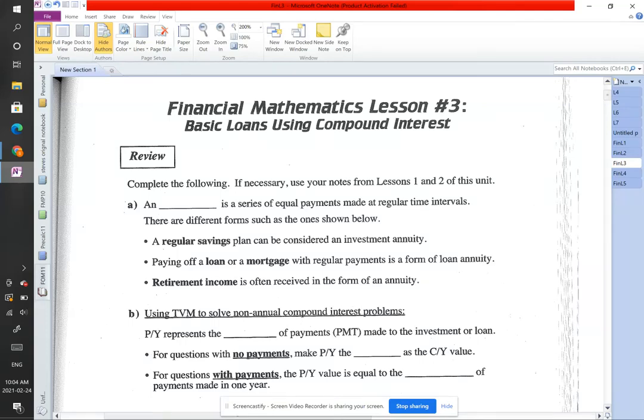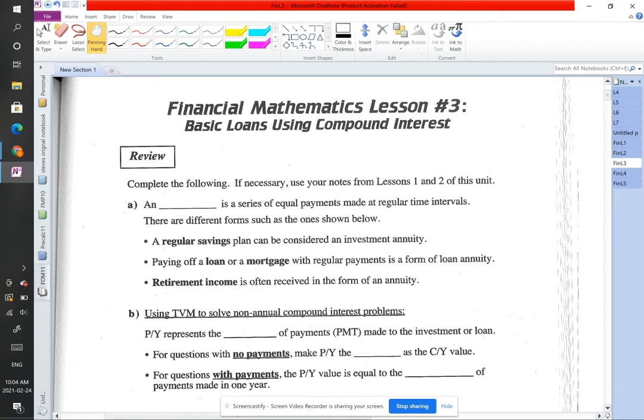All right, everybody, welcome to financial lesson 3. We are looking at basic loans using compound interest.